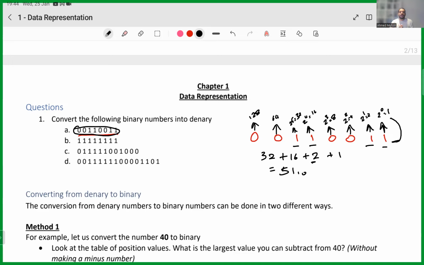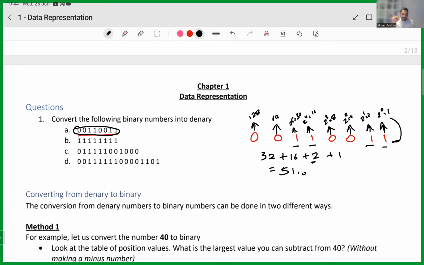Okay, so this is how you convert a binary number, a number that's given in ones and zeros. This is how you convert it into decimal format, a format that you can understand directly. I hope it makes sense.